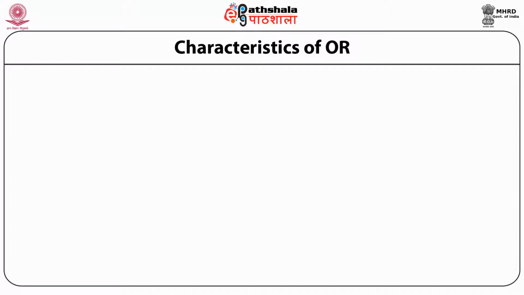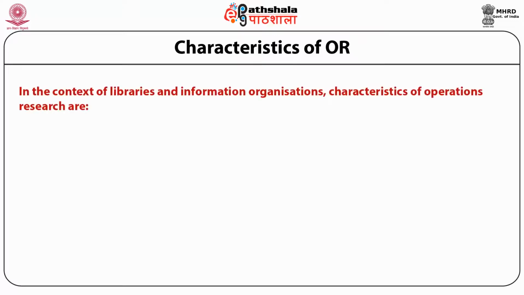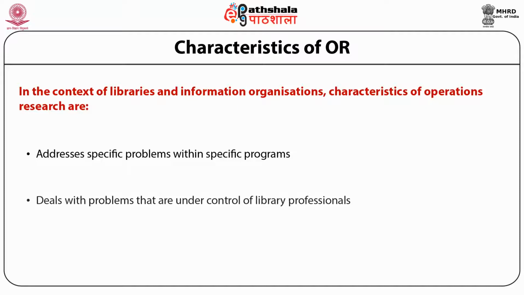Characteristics of operations research. In the context of libraries and information organizations, operations research addresses specific problems within specific programs. In fact, in libraries there are some problems which are specific only to libraries, so these can be solved by applying specific programs. It also deals with problems that are under the control of library professionals.